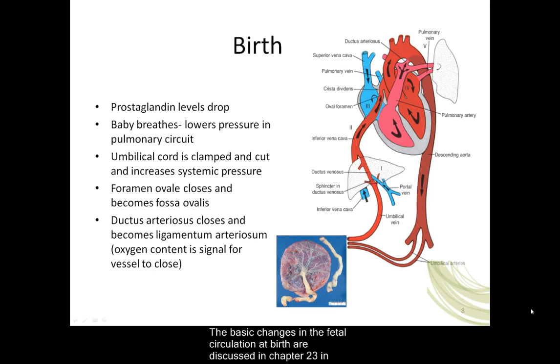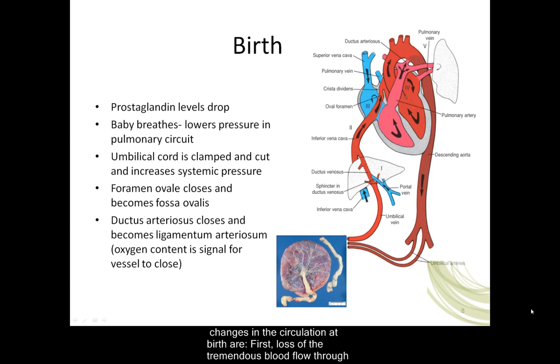The basic changes in the fetal circulation at birth are discussed in Chapter 23 in relation to congenital anomalies of the ductus arteriosus and foramen ovale that persist throughout life in a few persons. What I'm about to describe is from Guyton and Hall's chapter on fetal and neonatal physiology.